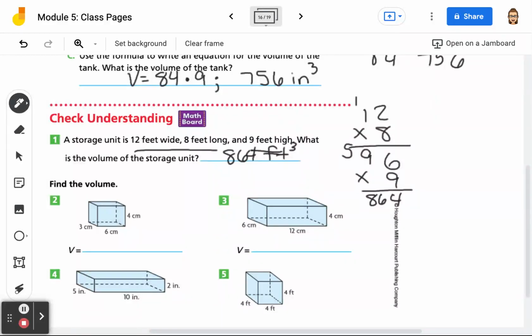And that is all we have for today's lesson. Hopefully you are now able to use the formula to find the volume of a right rectangular prism. And remember, in order to be a math person, all you have to be is a person and do math.